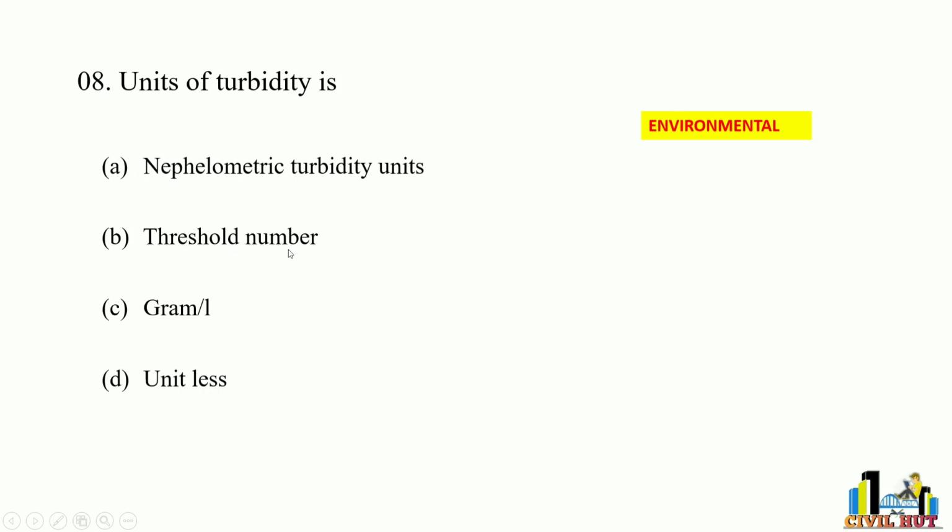Next, threshold number. Threshold number is used for odor. Gram per liter is a density unit, like kg per meter cube, where 1 meter cube equals 1000 liters. D. Unitless. So the option itself consists of A, Nephelometric turbidity units. Our answer is A. This is also from environmental engineering.